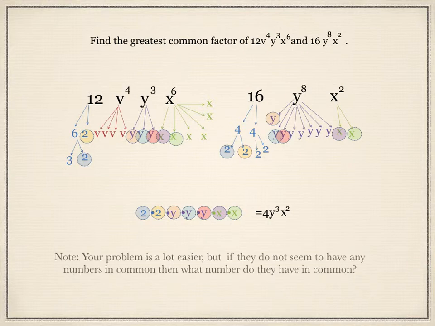Note your problem's a lot easier, like I said, but if they do not seem to have any numbers in common, then let's think about what number they would have in common. So let's say I had a 7 and a 5. They don't have any numbers in common. However, we can always divide both 7 and 5 by 1. So if they don't seem like they have anything in common, please note they always have a 1 in common.